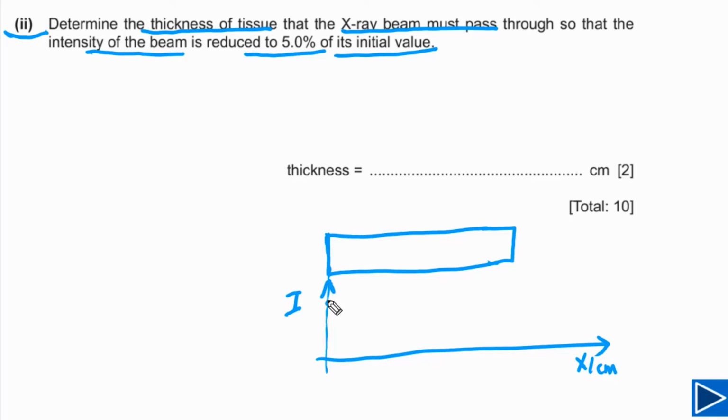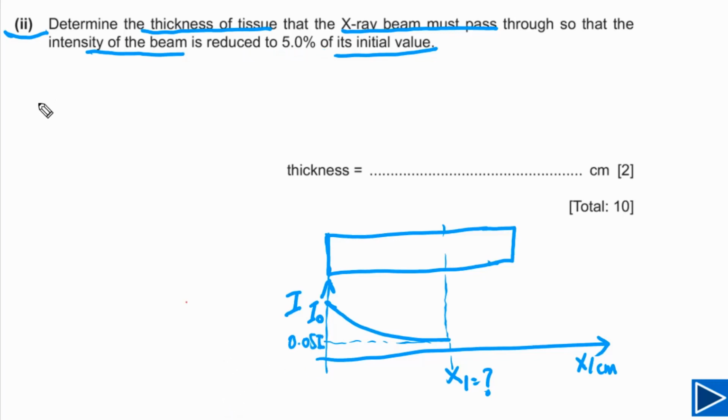We need to find out, when the initial intensity of X-rays is I naught and they pass through the body, the intensity will decrease. We need to find out when the intensity becomes 5%. That value of x we need to find out. Let's say this is x1. We need to find the value of x1. And this intensity becomes 5%, meaning 0.05 times I naught. And this is equal to 5%.